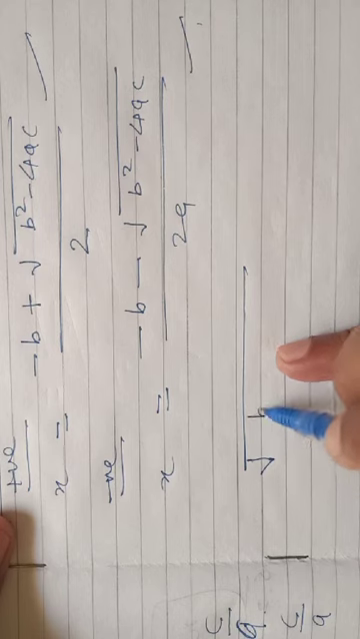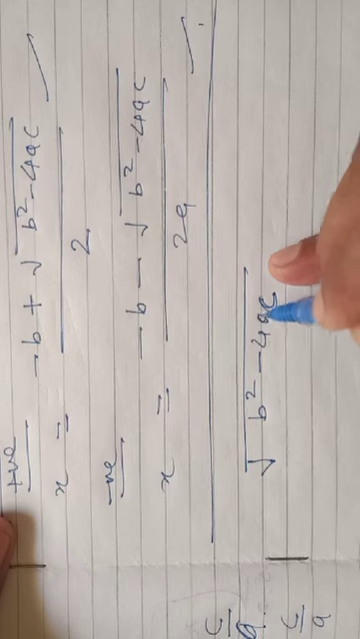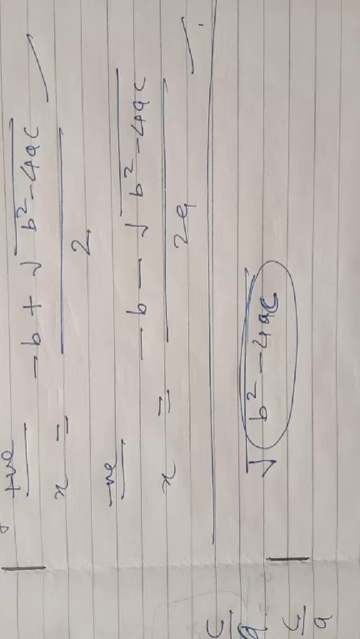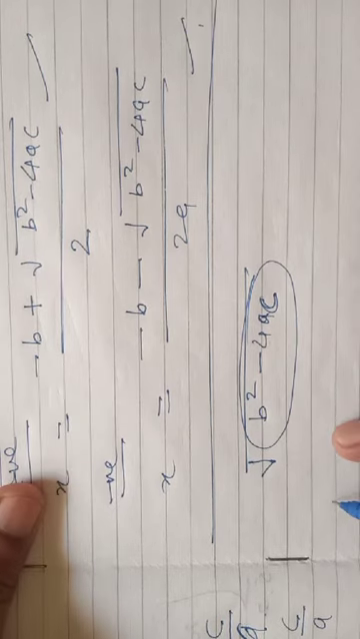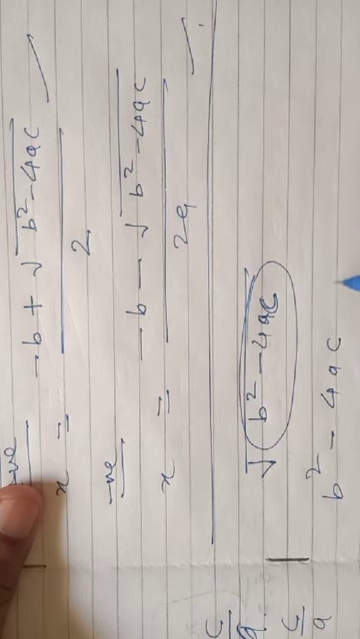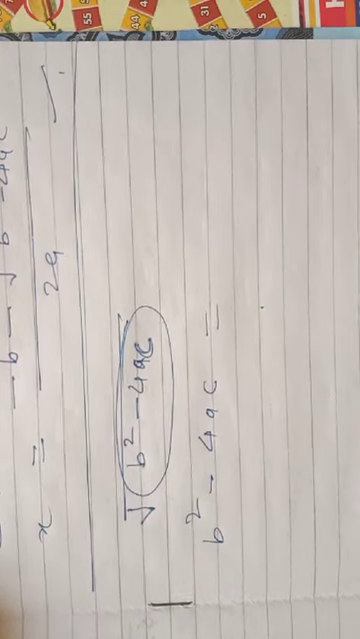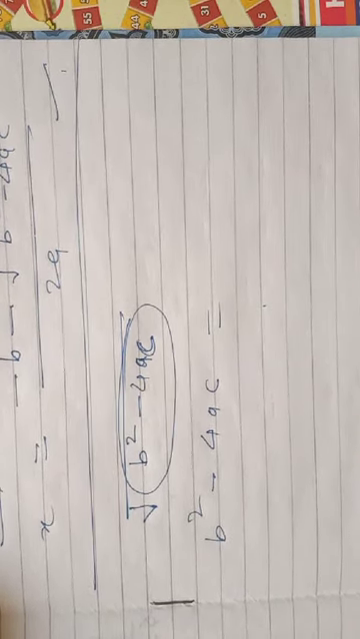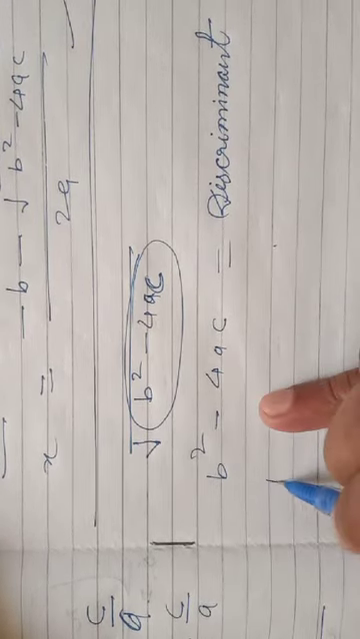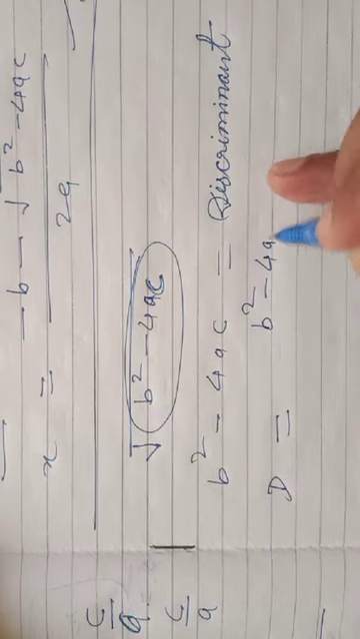Under root b square minus 4ac, you should observe that value properly. B square minus 4ac is known as the discriminant of the quadratic equation, and you can write it using the symbol d. So d is equal to b square minus 4ac.